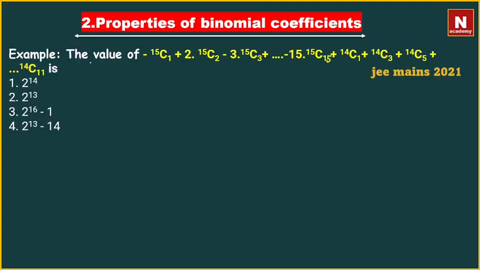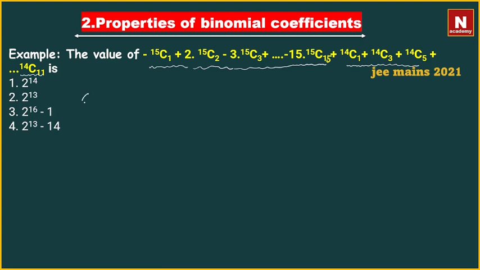Let us discuss one example. This is a previous JEE Mains 2021 question. Find the value of minus 15C1 plus 2 into 15C2 minus 3 into 15C3 plus, and so on, minus 15 into 15C15 plus 14C1 plus 14C3 plus 14C5 plus, and so on, 14C11. Actually, this problem is a combination of two properties. Up to 15C15 is one property, which we have already discussed, and from 14C1 to 14C11 is another property.